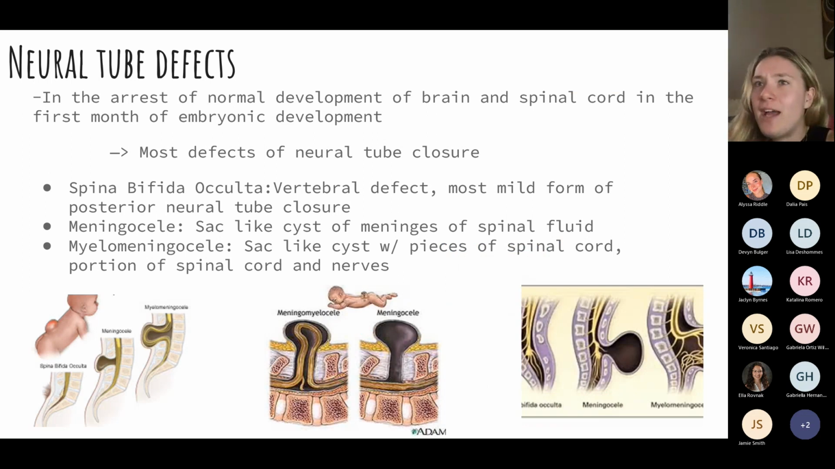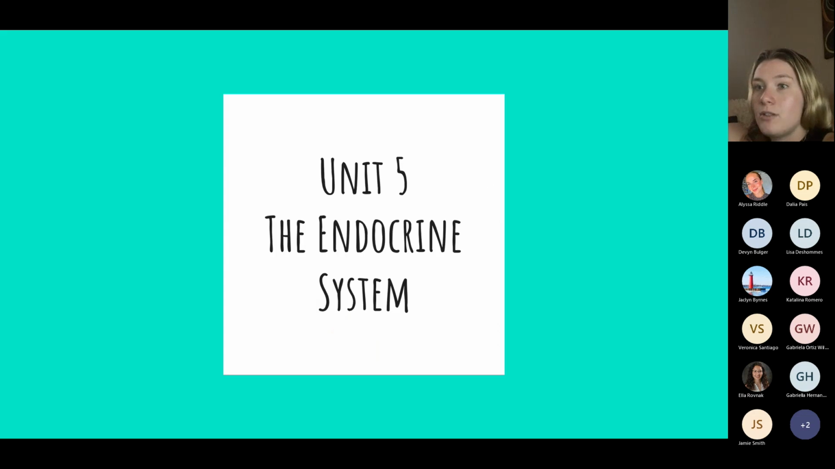Our main neural tube defects are defects of neural tube closure in utero. Our spina bifida occulta, this is our most mild form. It's going to be the one on the far left. Usually you'll see like a little bubble or a little dimple on their back. A meningocele, this is sac-like. It has some of the meninges and spinal fluid in it. Our myelomeningocele, that's our worst, because there's actually pieces of the spinal cord in this protrusion, which can result in paralysis and severe neurological issues.